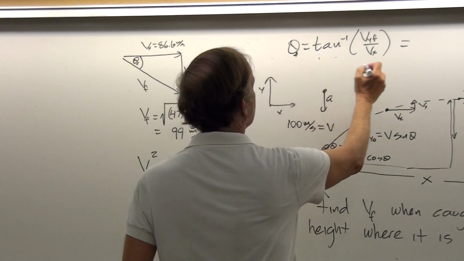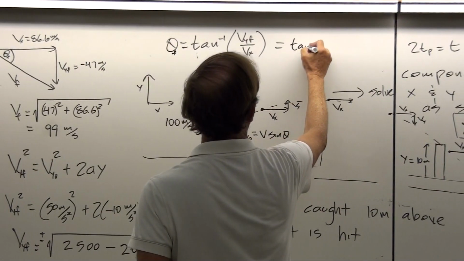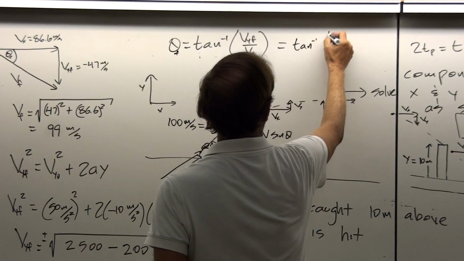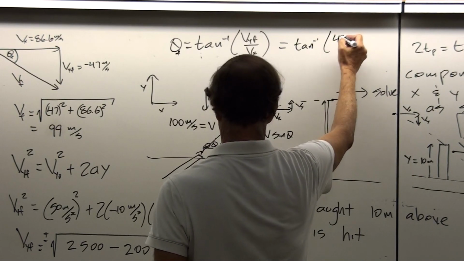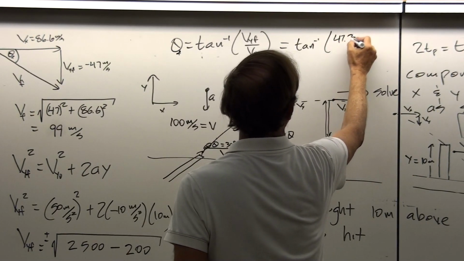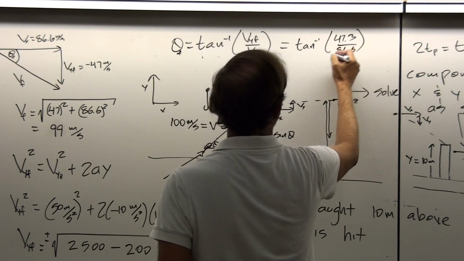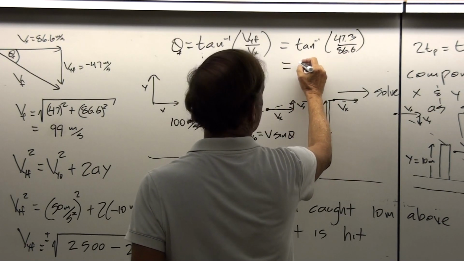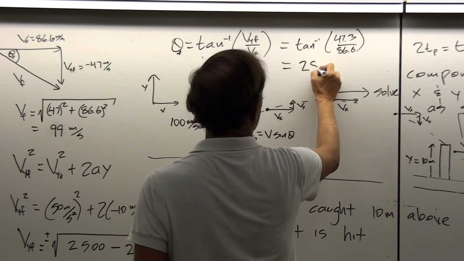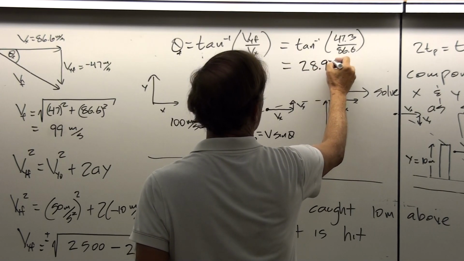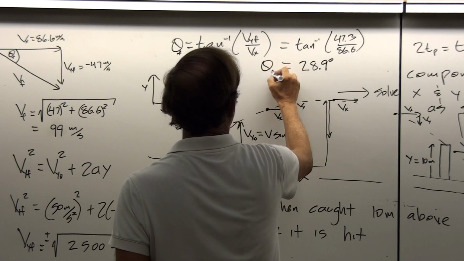Theta final is just equal to the inverse tan of 47.3 divided by 86.6. The units cancel out. That gives us 28.9 degrees, the theta final.